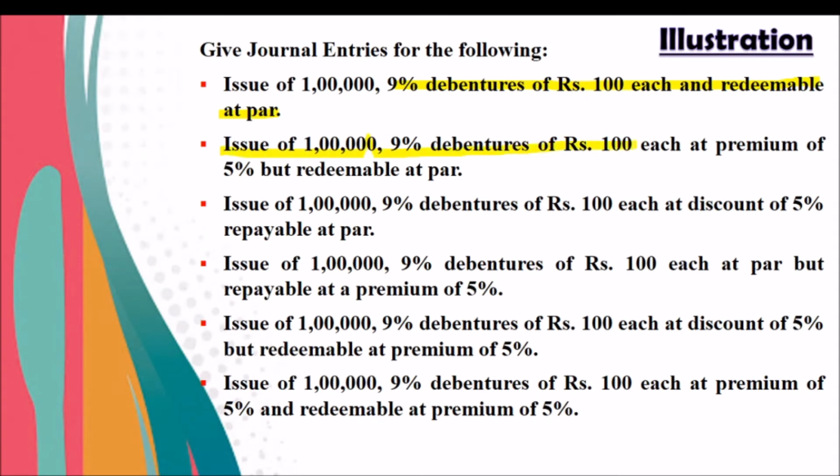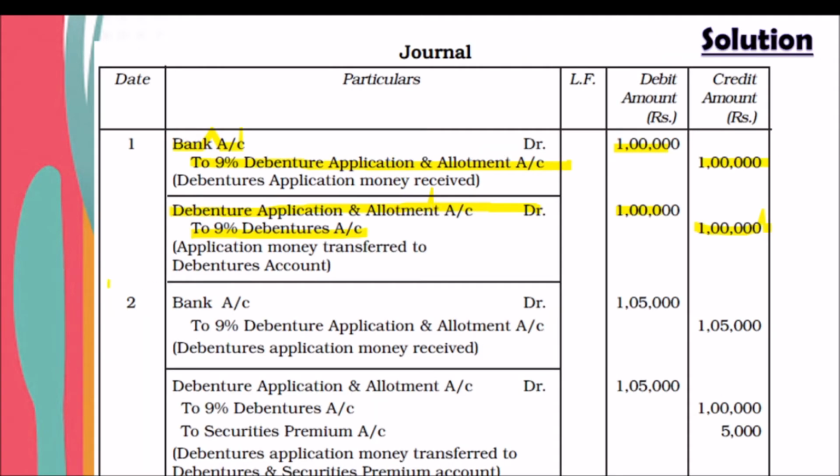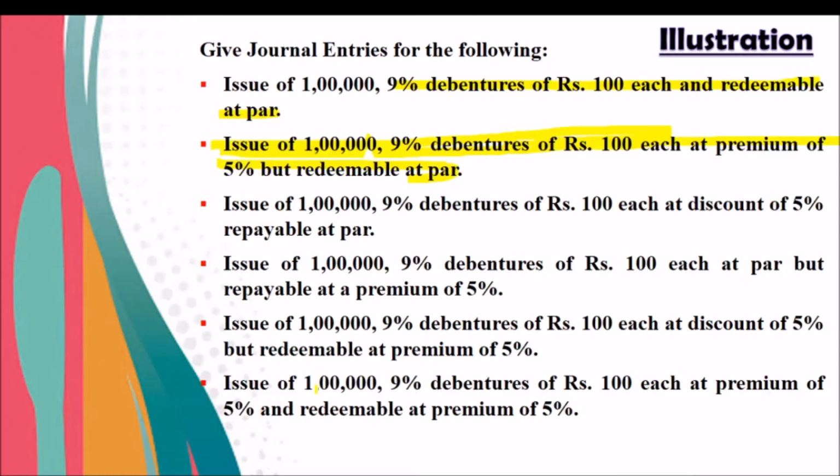Second, issued at a premium of 5% but redeemable at par. So the first entry will be bank account debit to 9% debenture application and allotment with the premium, so 1 lakh 5,000. That amount will be transferred: debenture application and allotment account debit 1 lakh 5,000 to 9% debentures 1 lakh, to securities premium reserve 5,000. So this is the entry for the second case.